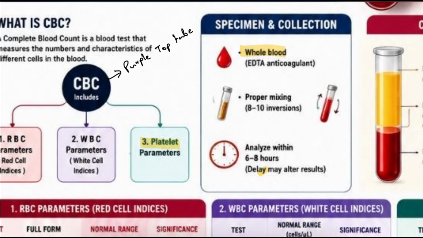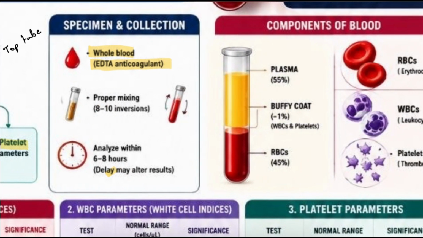Okay, so whole blood is collected in the purple tube with EDTA anticoagulant, and we have to do it properly. We have to mix it with 8 to 10 inversions. Then we can analyze it within 6 to 8 hours. A delay may alter results. Okay, so these are the things.